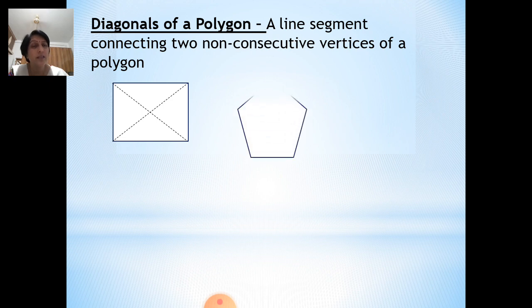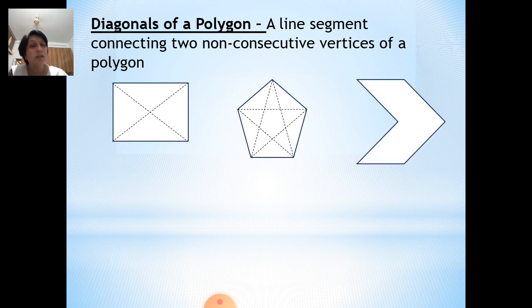Let us take the next figure. See how many sides it is having. 1, 2, 3, 4, 5. So it is a pentagon. So in a pentagon, how can we draw the diagonals? Let's see. 1, 2, 3, 4, 5.